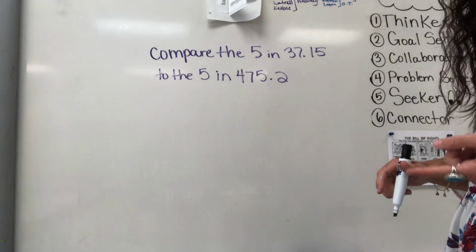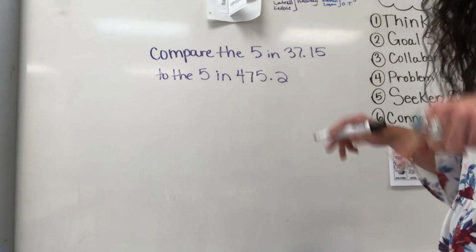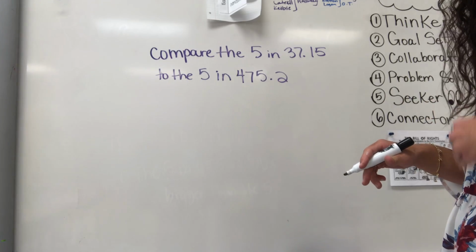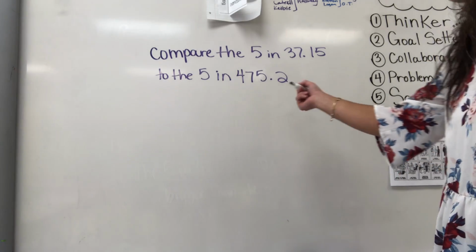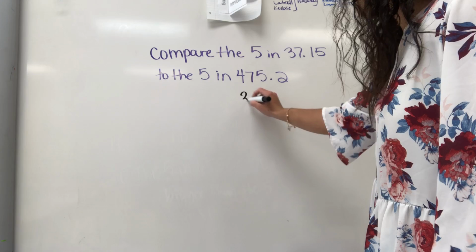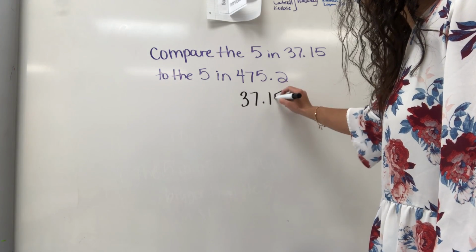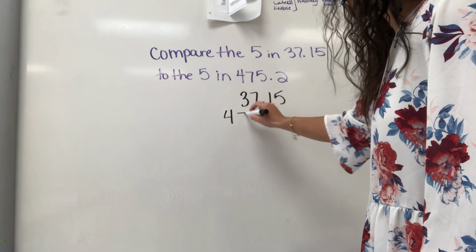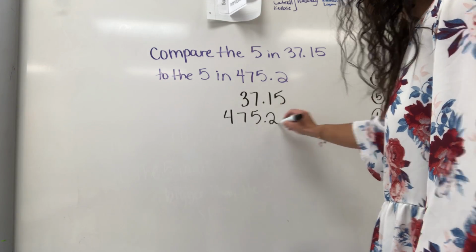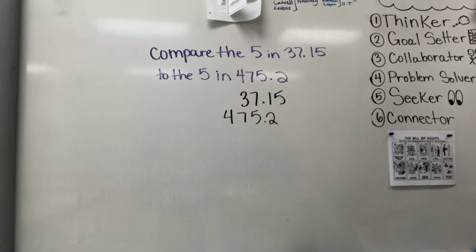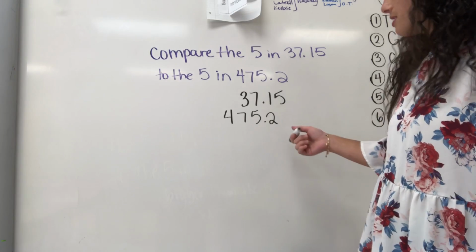Okay, the very first step that I have, remember, make sure that you're looking at your sheet that has each step for you. It should be in your notebook. The first thing I'm going to do is line up my two numbers by place value. After that, I'm going to underline the digit that I'm being asked about.